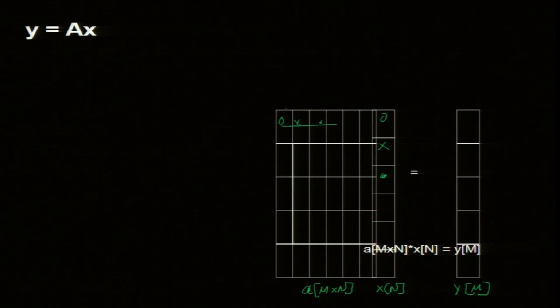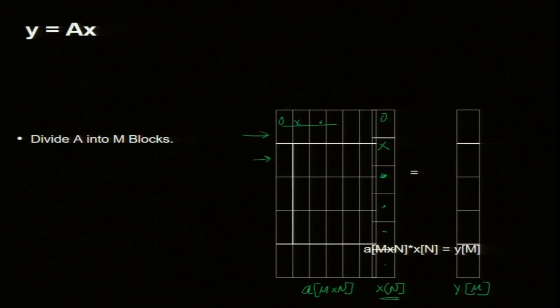So, I would like to generate n threads, right. There are n elements in the x vector. So, n threads. How many blocks should I create? M blocks. This is a simple design. So, m blocks and n threads. That is where some cleverness is useful to solve this problem. So, divide into m blocks and n threads.